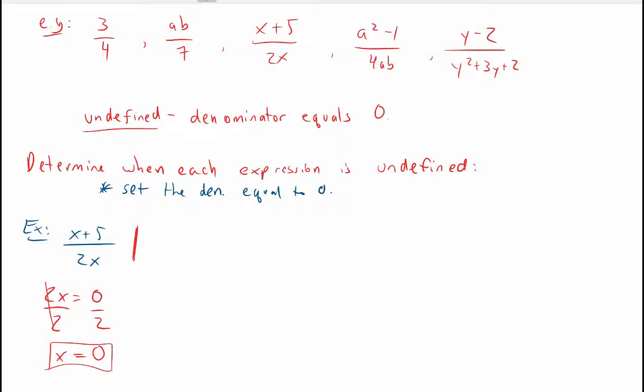Because if we plug in 0, the denominator will be equal to 0, and we won't be able to actually perform that division. This is all we're looking for. When a question asks to determine when an expression is undefined, we simply set the denominator equal to 0 and solve for the variable. Okay, we'll get a couple of examples.